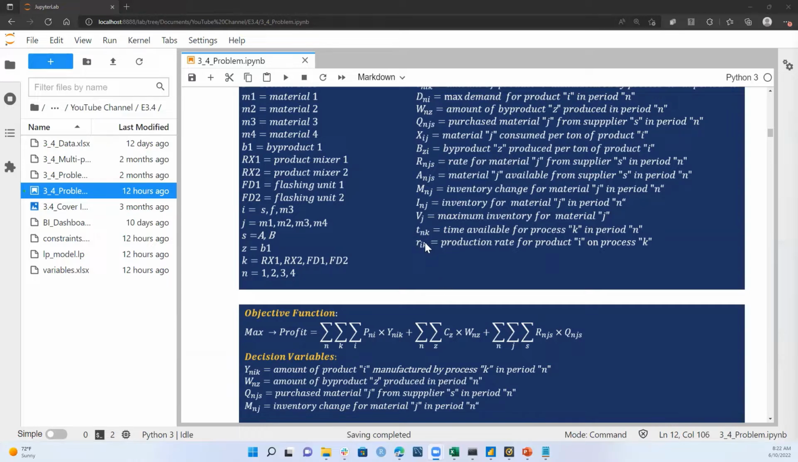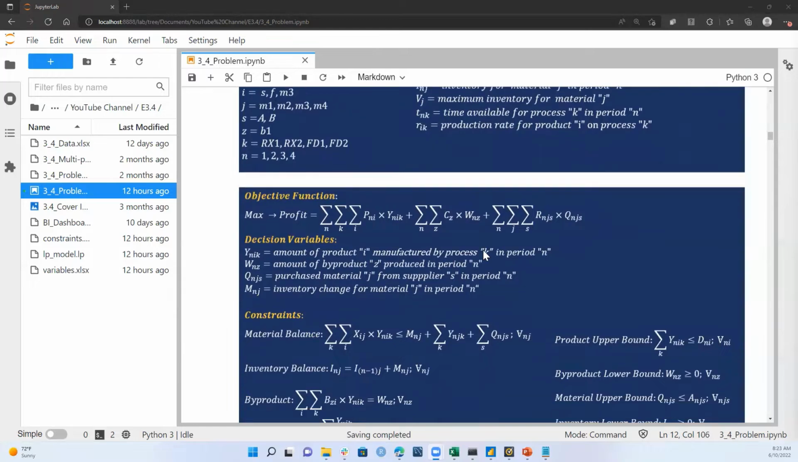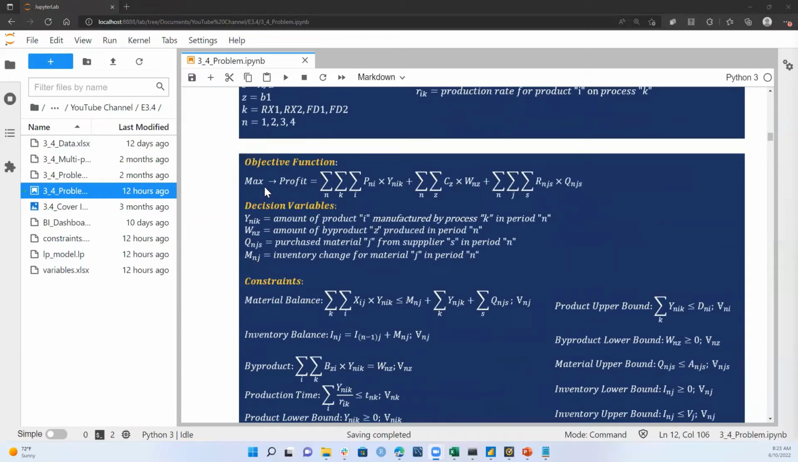T sub Nk is the time available for process K in period N, and R sub Ik is the production rate for product I on process K, which is also time invariant. So with that, we're ready to build the mathematical model, and we'll start with the objective function.